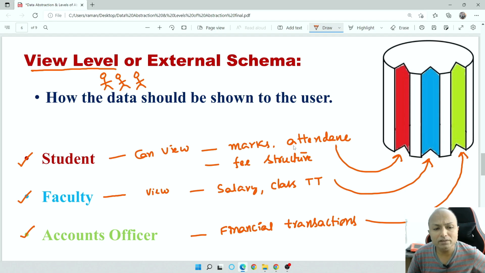So here, the viewers are the student, faculty and accounts officer. They can visualize the data as per their eligibility and their authenticity. They are not allowed to see the others' data. This is the abstraction provided for each and every individual user.